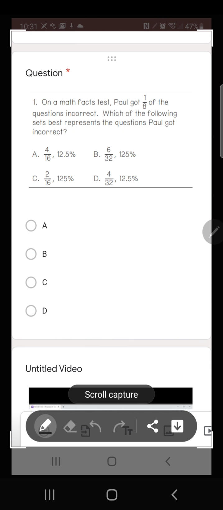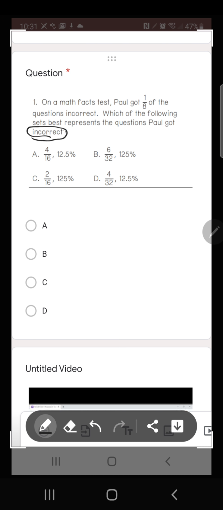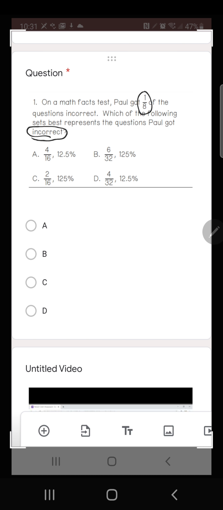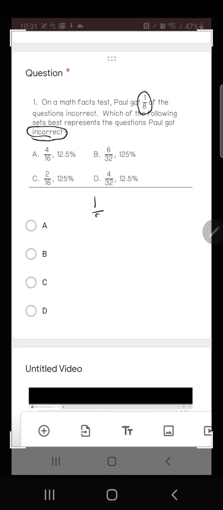For number 1 on the math assessment, it says on a math facts test, Paul got 1/8 of the questions incorrect. Which of the following sets best represents the questions Paul got incorrect? So we're looking for which of these is equivalent to this 1/8. And I'm going to look at these fractions first, and I've got 1/8.